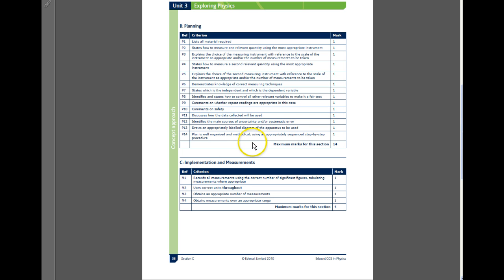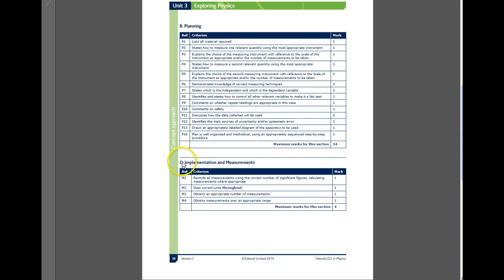Once the plan's been written, you will be given that back as a photocopy when you come to do your practical, because your practical is based on your own plan. When you come to do the practical itself, you'll be working on, first of all, section C. There are 4 marks, and this is really for recording data and how you record your data in tables accurately and with appropriate significant figures and so on.